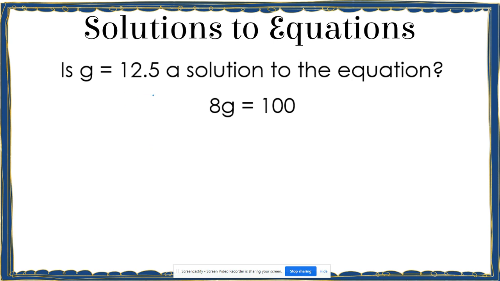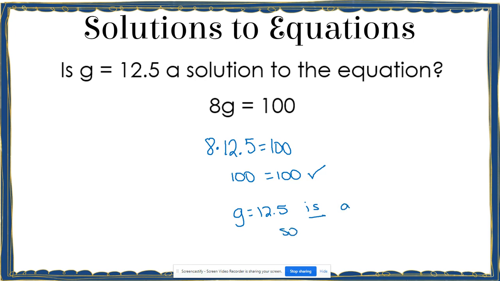Next I have, is g equals 12.5 a solution to the equation 8g equals 100? Well, again, 8g means 8 times g, so I'm going to replace g with 12.5, so I'm going to write 8 times 12.5, and then the rest of my equation says equals 100. When I multiply 8 times 12.5, I get 100, and then the rest of my equation says equals 100. Now, because these are equal, then I know that g equals 12.5 is a solution to this equation.